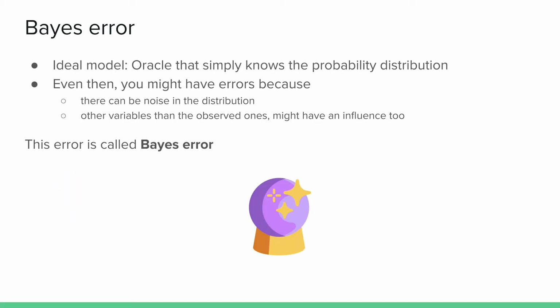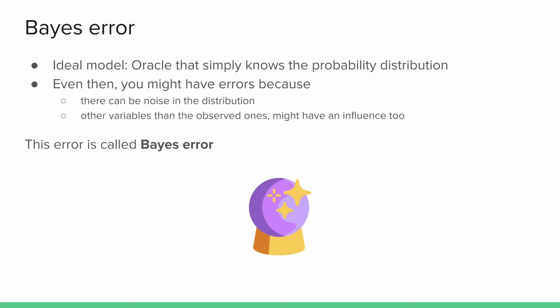One more term that you should be aware of is the so-called Bayes error. An ideal model, if you think about it, would be an oracle that simply knows the underlying probability distribution, and whenever you show it something, gives you more or less the correct answer. But even if you have such an oracle, you can still have errors. Why? Because there can be noise in the distribution, the sample that you're drawing your examples from can have some noise.